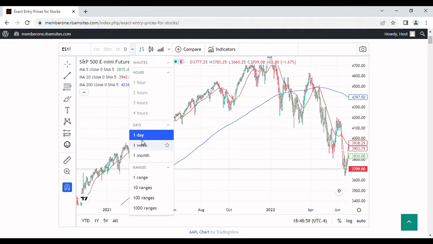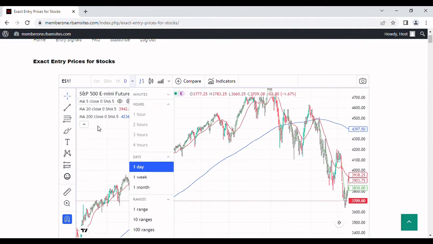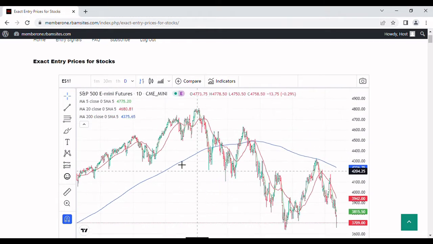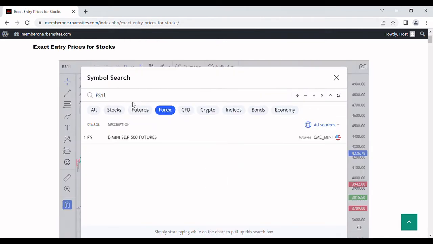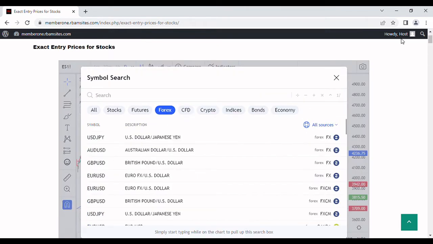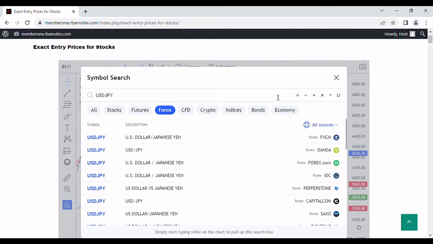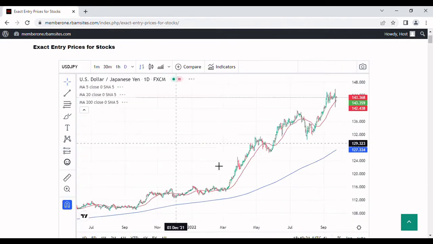Now we're going to 1 minute. Let me pull it up here. You know what? It's not going to let me do it on this one. But I will show you on a forex chart. This particular charting program is not going to let me pull it up. But let me show you on USD JPY. This is a forex chart of the dollar versus Japanese yen.